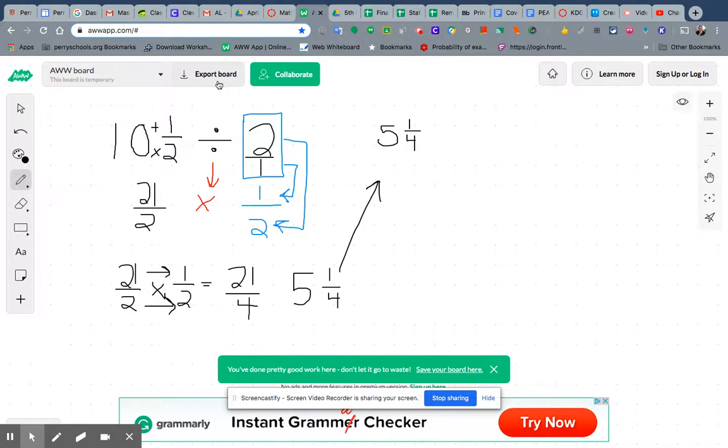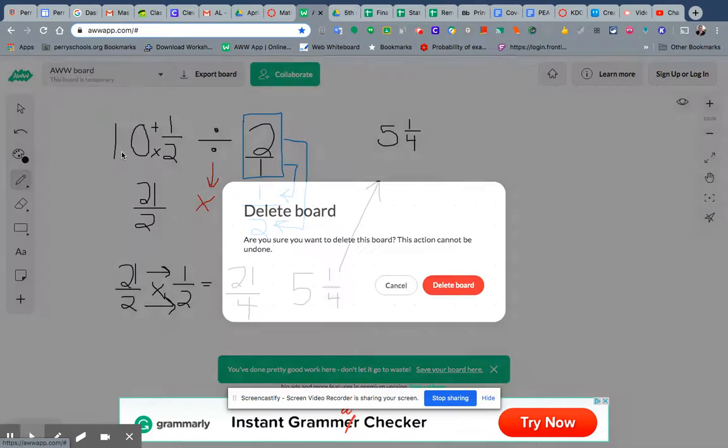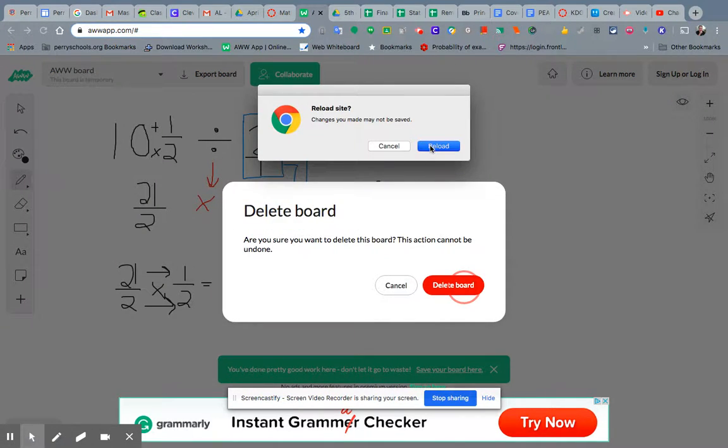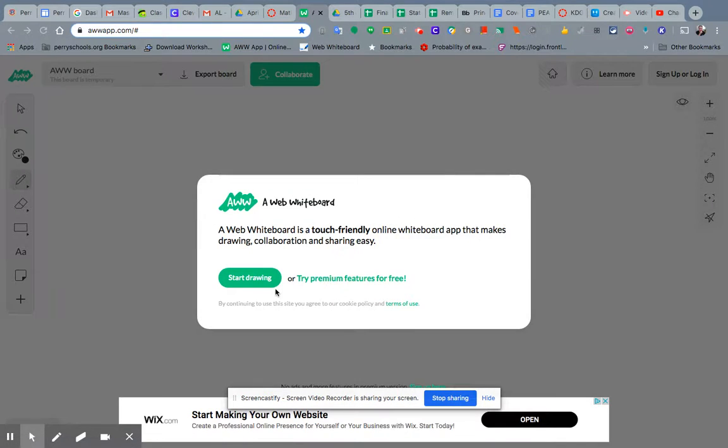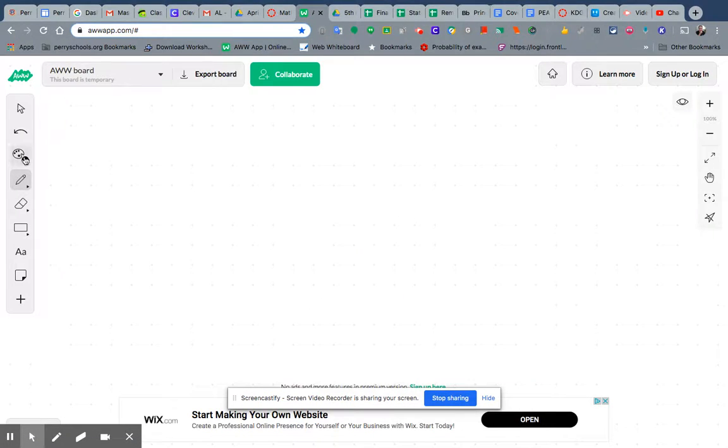And so I'm going to start a new board here and delete this. And let's take a different problem, such as, again, 10 1/2 divided by 3 1/2. And I can't do a real good mental estimation on this one. But what I can do is estimate and then try and come up with an answer that's close.